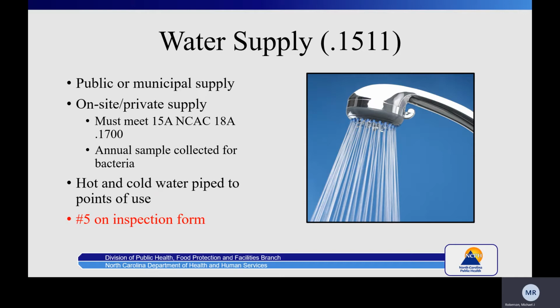The thing about an on-site supply as well is that there needs to be an annual sample collected for bacteria. Now, if you find that it tested positive for total coliform or fecal coliform bacteria, you would follow what the requirements are in the 1700 rules for disinfection and testing and things like that. But if we're finding an unsafe water supply or an imminent hazard on the water supply, then we need to be communicating that with the person in charge, the operator of the facility, and the licensing agency, so the licensing agency can step in and make sure that this is getting resolved.